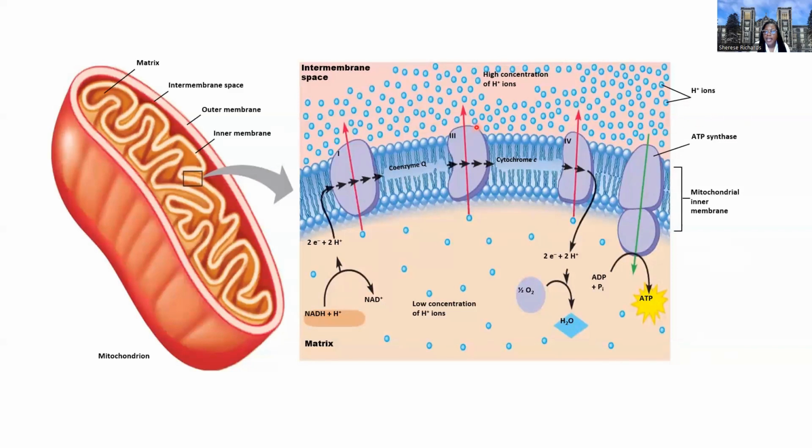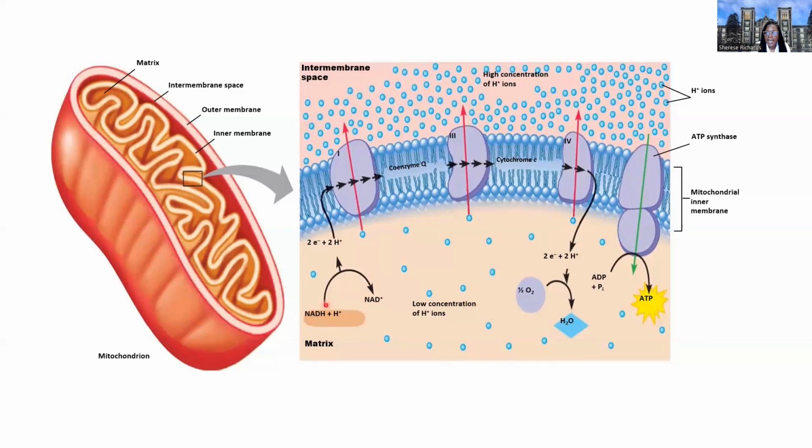All right. And so what we start off with is a high concentration of hydrogen ions on the outer surface of our inner membrane, which is the intermembrane space, and then a low concentration of hydrogen ions in the matrix space. And so essentially we have a gradient where there's more hydrogen ions out here and fewer hydrogen ions in here.